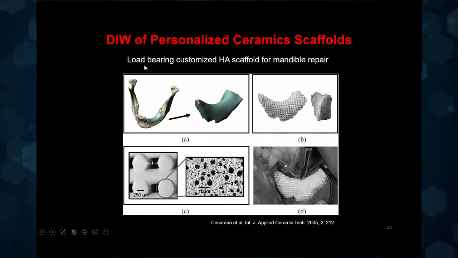And this is an example where they printed, again, hydroxyapatite scaffolds for mandible repair. So you can see here, this is the defect site that they want to heal. They get the design out of that by scanning the patient's mandible, and then they can print that scaffold. They optimize the size and various other parameters of the scaffold, and they've actually implanted it back into a person.